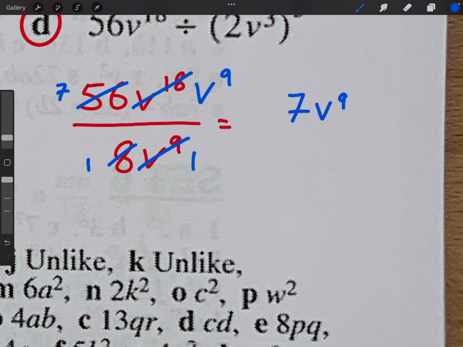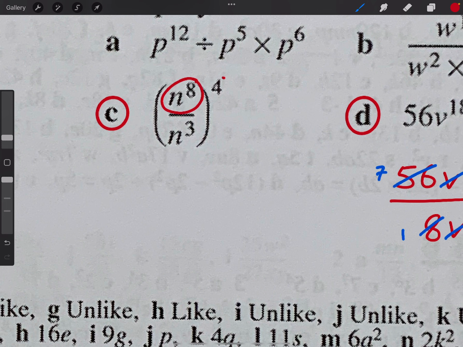And oh, one more. I think I've missed out one question here. Question C. Alright, question C. What we're going to do is we're going to power everything to the 8. So we're going to power the n to the 8. Oh, sorry, power everything to the power 4, not 8, sorry. So this one, we're going to power to the 4, and then the bottom one, you're going to power that to the 4 as well.